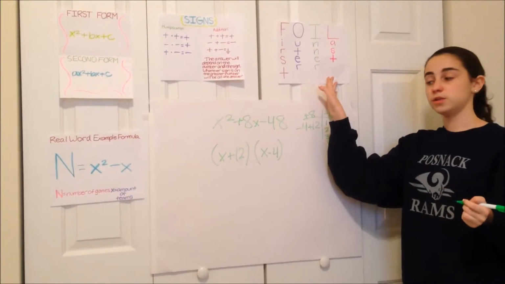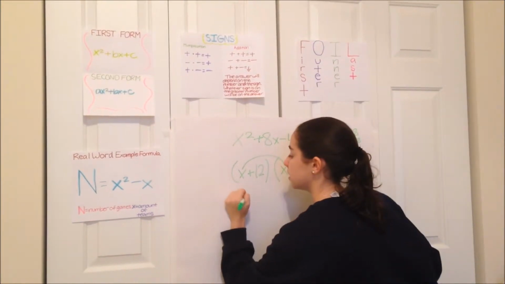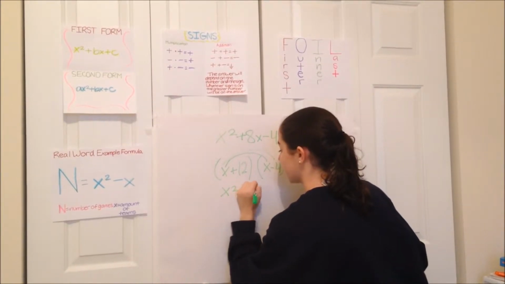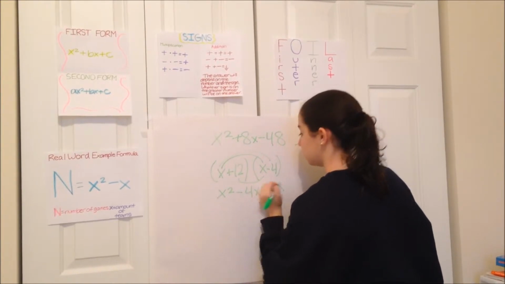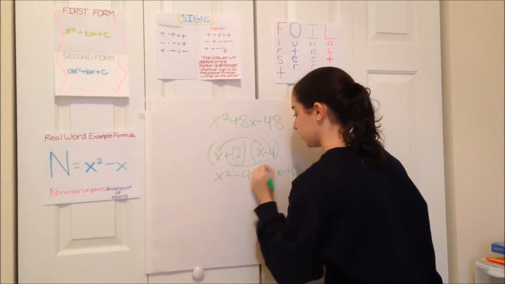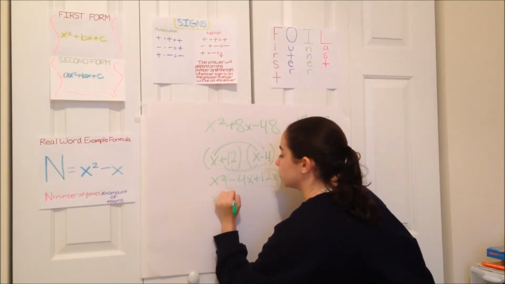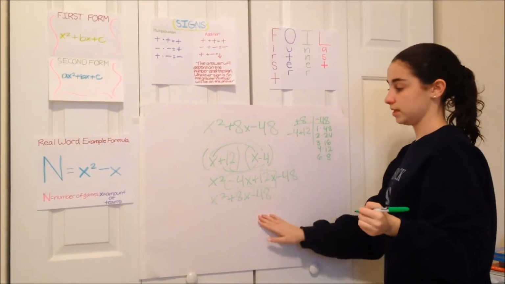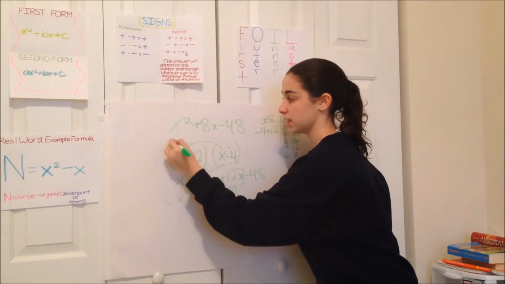We can use the FOIL method to check the problem. So first is x on x, and that's x squared. Outer is x times negative 4, which is negative 4x. Inner is positive 12x. And last is negative 48. Then we have our like terms here. So we know that negative 4x plus 12x will give us positive 8x. So the simplified answer is x squared plus 8x minus 48, which is the same answer as the top problem.